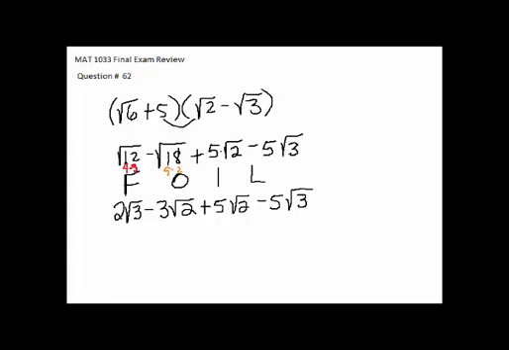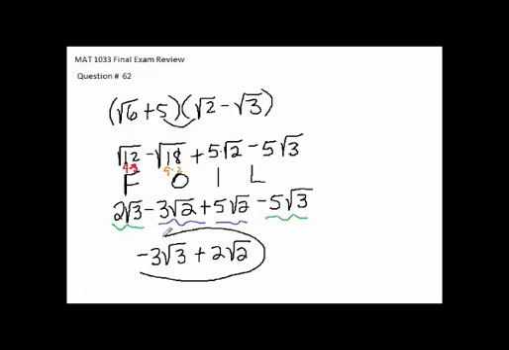Alright, do we have any of these values that we can combine? Oh, yep, both of those have square root of 3, and both of these have square root of 2, so we would end up with negative 3 square root of 3, and then plus 2 square root of 2 for the product.